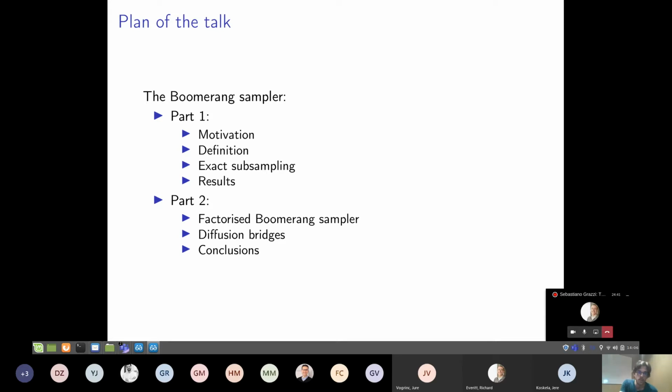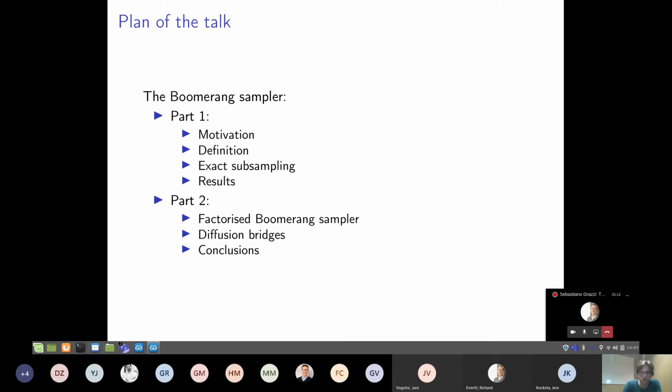In the talk, I will present the Boomerang Sampler. I will motivate and define it. And then I will talk about the exact subsampling that probably you already know. And then I will show you some results of the Boomerang Sampler compared to other algorithms. In the second part of the talk, I will present another variant of the Boomerang Sampler, which is called Factorized Boomerang Sampler. We also propose it in this paper, which, by the way, is available online since yesterday on arXiv.